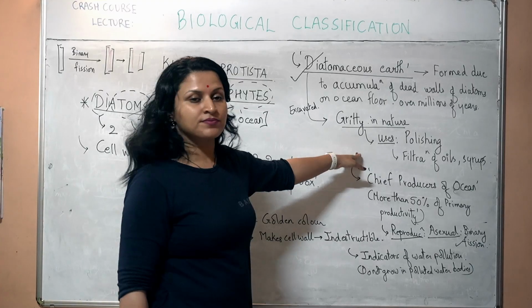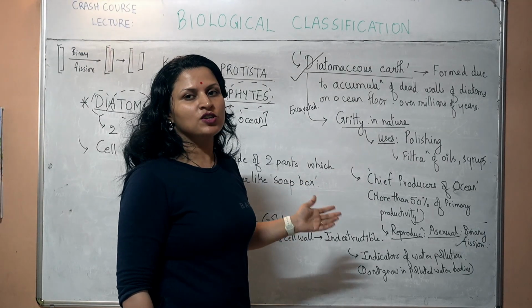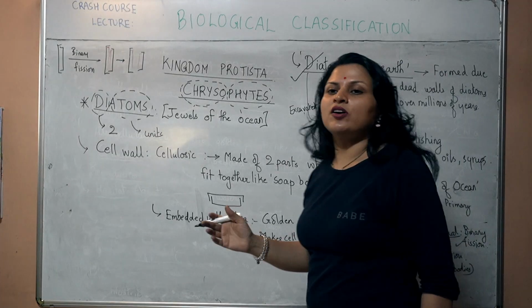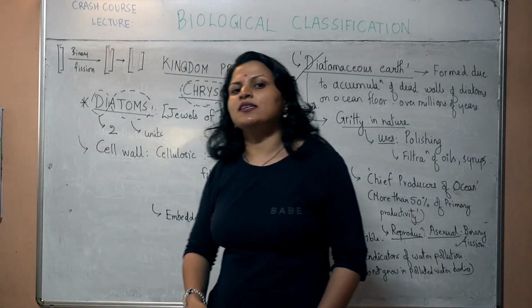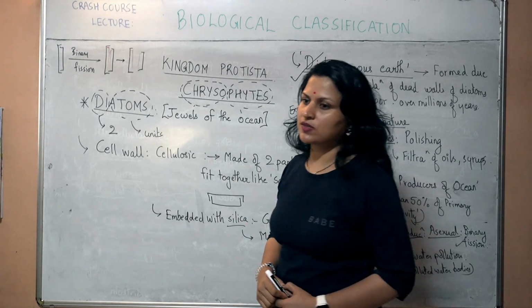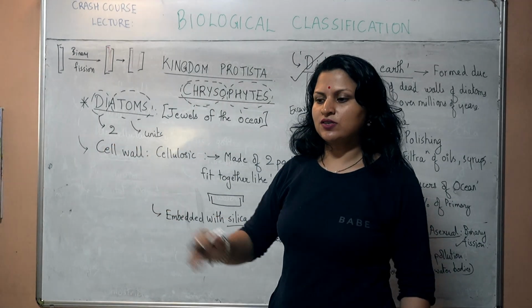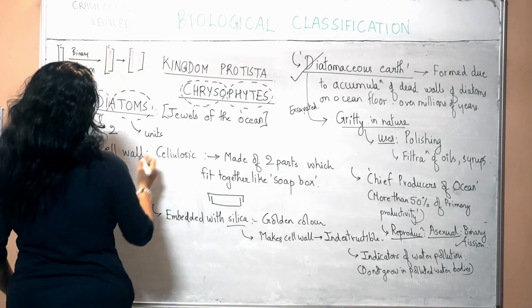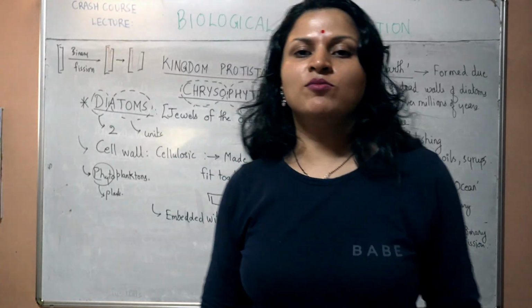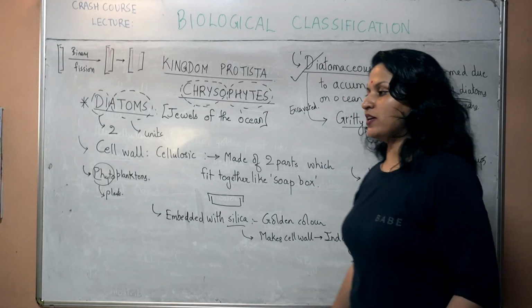That's important. Clear? Chief producers of the ocean, a lot of primary productivity comes from them. Since they are also called plant-like protists, they are also called phytoplanktons. All the plant-like protists are called phytoplanktons. Can you make a note of that in the first note? So these will be phytoplanktons. Phyto means plant. So we now move on to the second division, that is dinoflagellates.